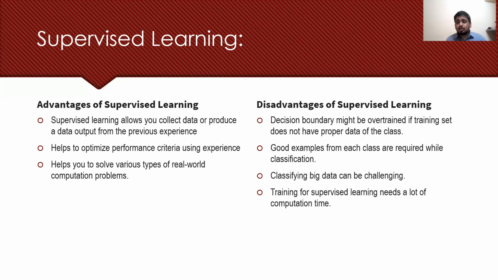Now, good examples are also required for classification. If we have bad examples of classification, that is outliers, then there will be a problem. Classifying big data can also be challenging because it is computationally expensive, and in general, supervised learning is computationally expensive because we have to train the whole thing with the labels, and we have to do it multiple times. So that's all for supervised learning.